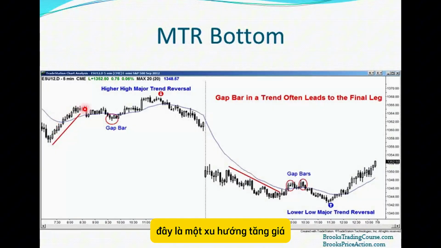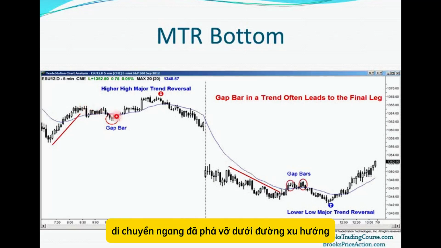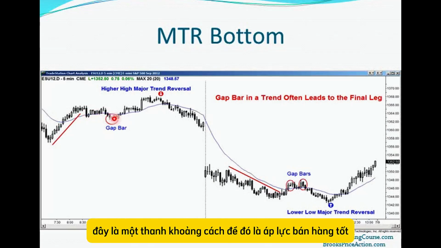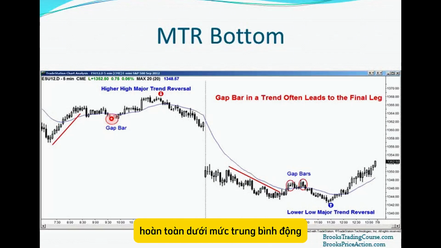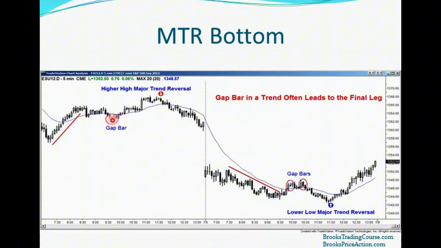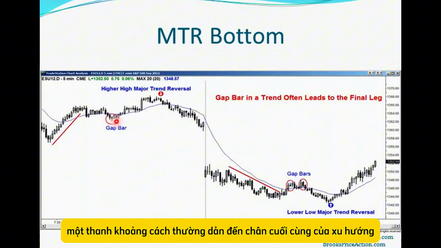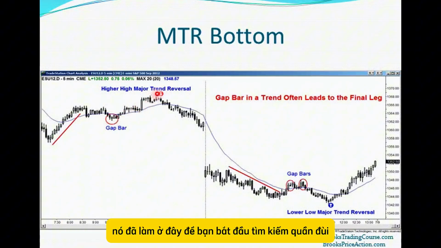Here's a bull trend. Sideways move that broke below the trend line, and it broke below the moving average. Here's a gap bar. So that's good selling pressure. If the market was able to put a bar completely below the moving average, that means the bears were reasonably strong. A gap bar usually leads to the final leg of the trend, which it did here. So you start looking for shorts.